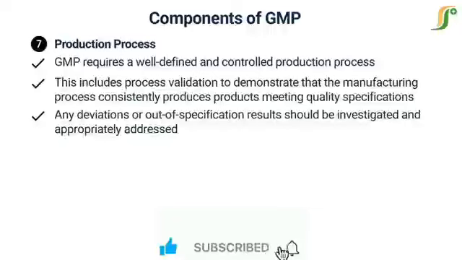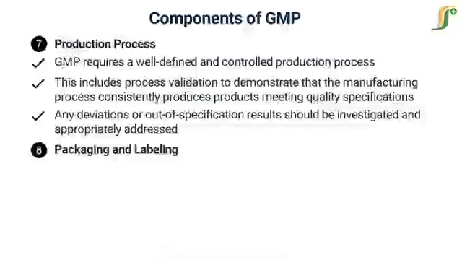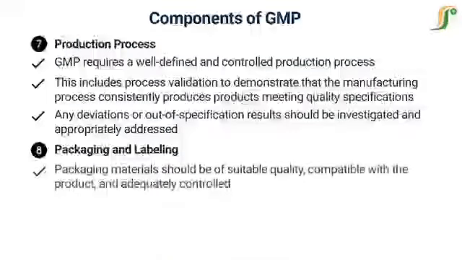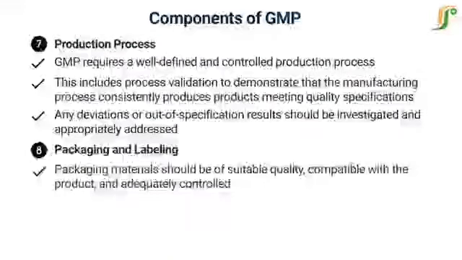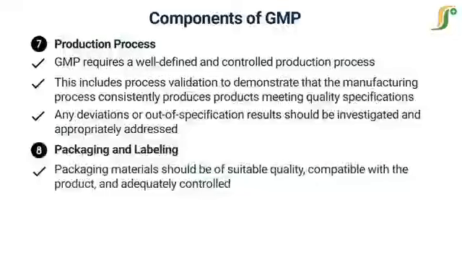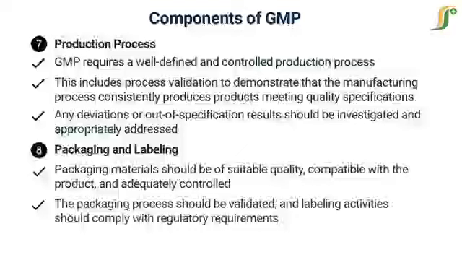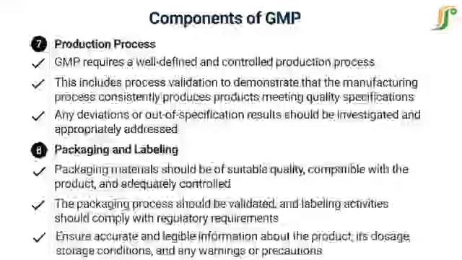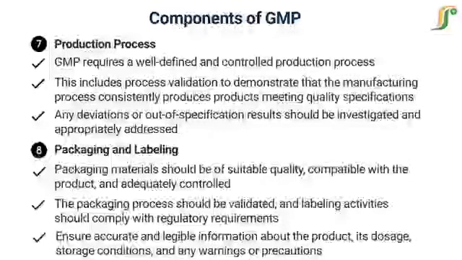The eighth component is Packaging and labeling. GMP extends to the packaging and labeling of pharmaceutical products. Packaging materials should be of suitable quality, compatible with the product, and adequately controlled. The packaging process should be validated, and labeling activities should comply with regulatory requirements, ensuring accurate and legible information about the product, its dosage, storage conditions, and any warnings or precautions.